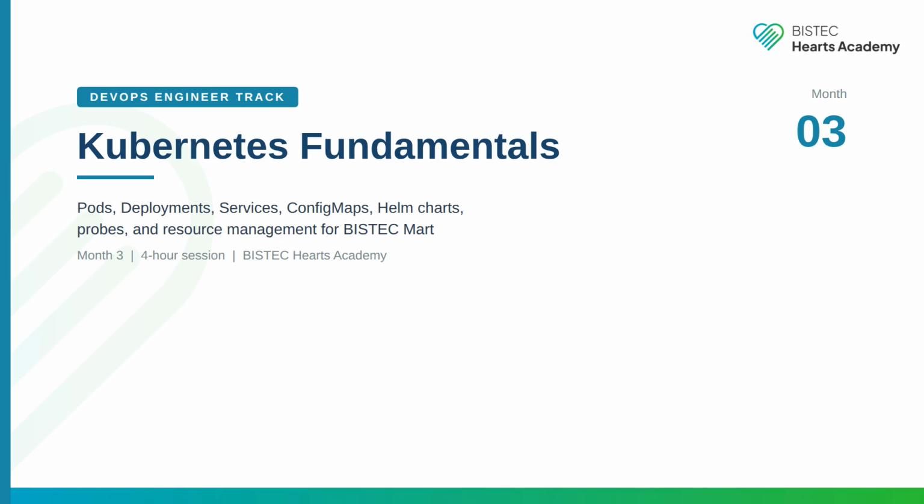Kubernetes is the orchestration layer that takes everything you packaged last month and runs it reliably: self-healing, scalable, with controlled rollouts. By the end of today, you will have a running BISTEC Mart stack on Kubernetes, plus a Helm chart that deploys it with a single command across stage and production.